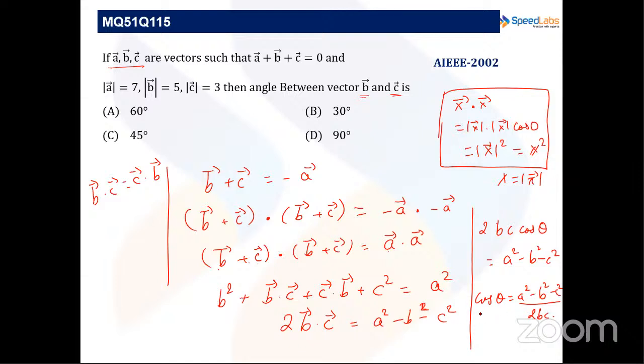Substituting the values, we will get cos theta equals, a square will be 49, b square will be 25, c square will be 9. So that will be 15 divided by 2 into 5 into 3, again 15. So that will be 1 by 2. And cos theta is 1 by 2 and theta equals 60 degrees. So our answer is A, 60 degrees.